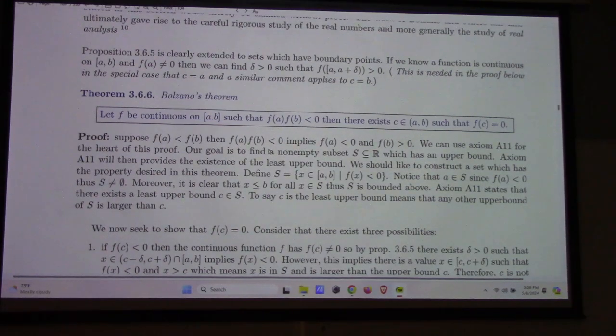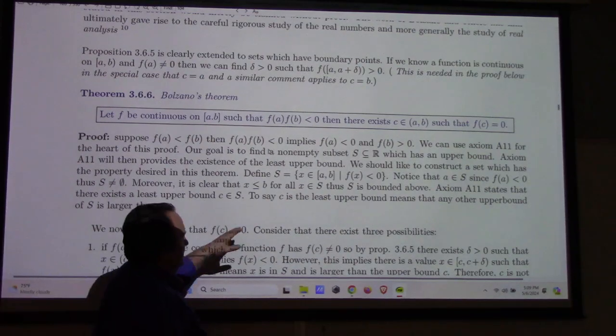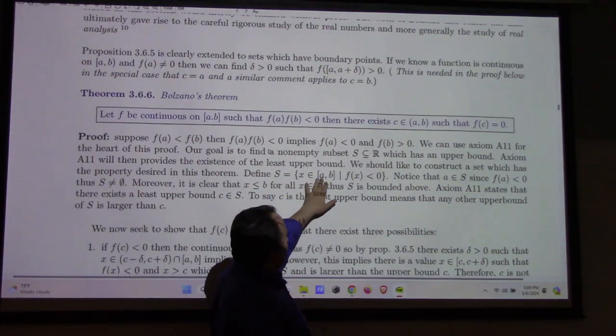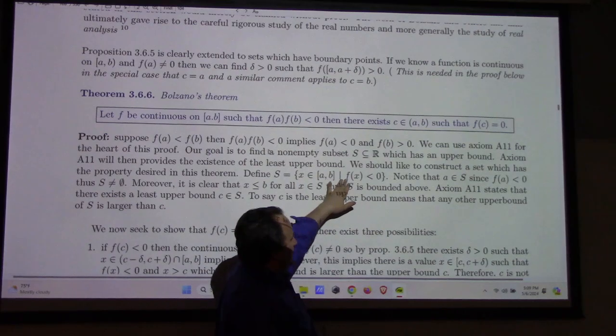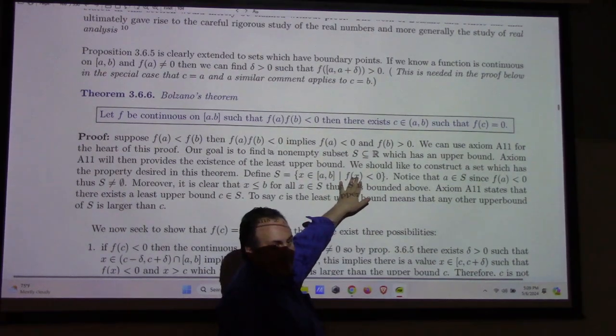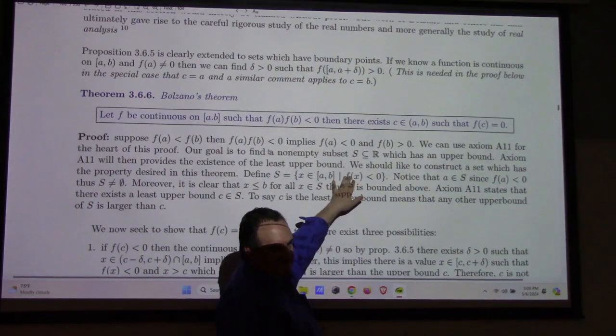We can use axiom 11 at the heart of the proof. The goal is to find a non-empty subset which has an upper bound. Axiom A11 then provides the existence of the least upper bound, and we want to construct a set which has the property desired in the theorem. So here's what we're going to do. We define S to be the set of x in [a, b] such that f(x) is less than 0. So we want c to be the least upper bound of this set.